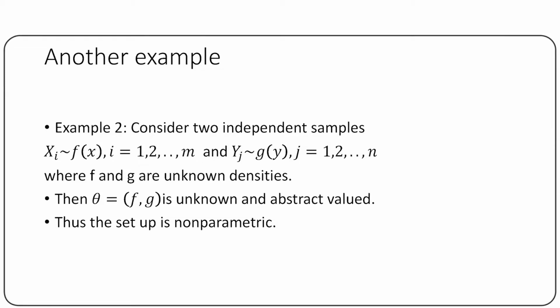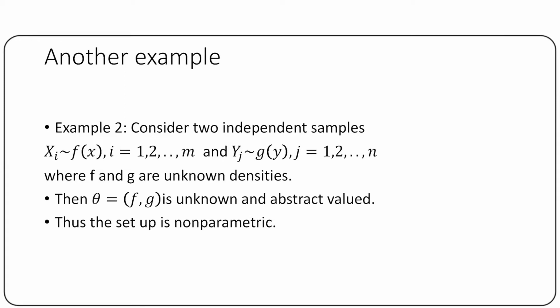Suppose x_i, i from 1 to m, and y_j, j running from 1 to small n, are two samples, where x_i are IID observations from an unknown density f(x), and y_j are IID observations from an unknown density g(x), where f and g are both unknown but known to be continuous. Then theta, the unknown quantity, contains f and g as its elements. Therefore, theta is unknown and abstract valued. Thus, this again gives a non-parametric setup.